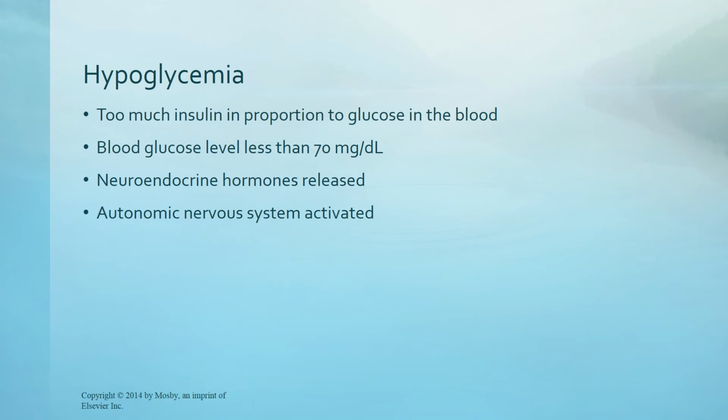So what happens with hypoglycemia in our case when we're dealing with our DKA and HHS is that there is just too much insulin in proportion to glucose in our body. And this tends to happen when we're in these aggressive insulin protocols. So our blood glucose levels will drop to less than 70. And when our glucose drops below 70, neuroendocrine hormones are released and the autonomic nervous system is activated.